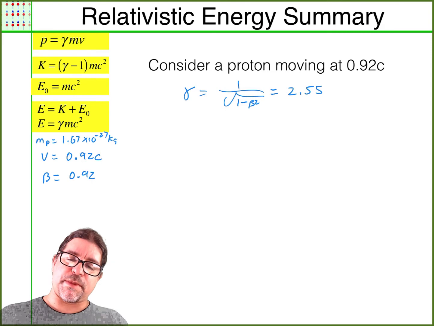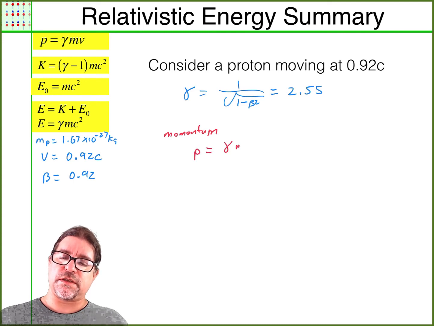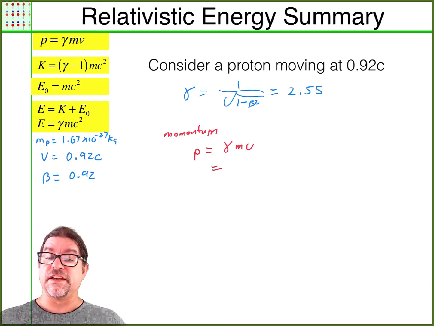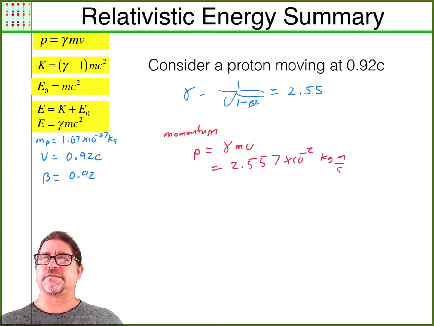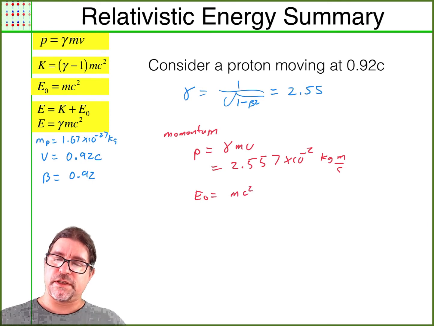So let's find the momentum. Momentum p will be gamma mv, and when I plug in gamma is 2.55, m is 1.67 times 10 to the minus 27, v is 0.92 c, I get about 2.557 times 10 to the minus 18 kilogram meters per second. If I want to calculate the rest energy, that doesn't depend on the motion. That's just the mass of the proton times c squared, and if I convert it to MeV, it works out to about 938 MeV.